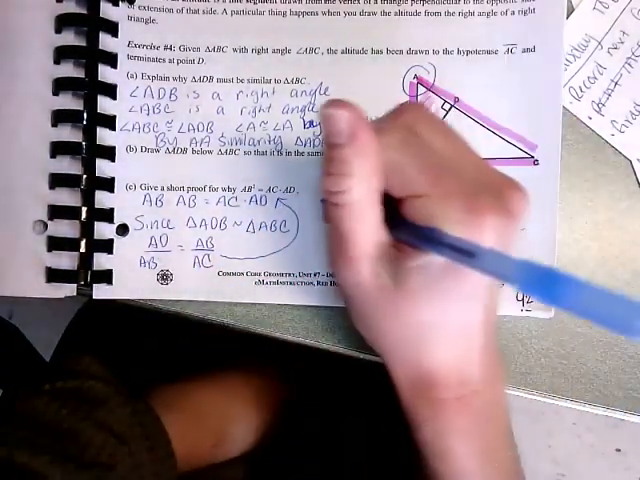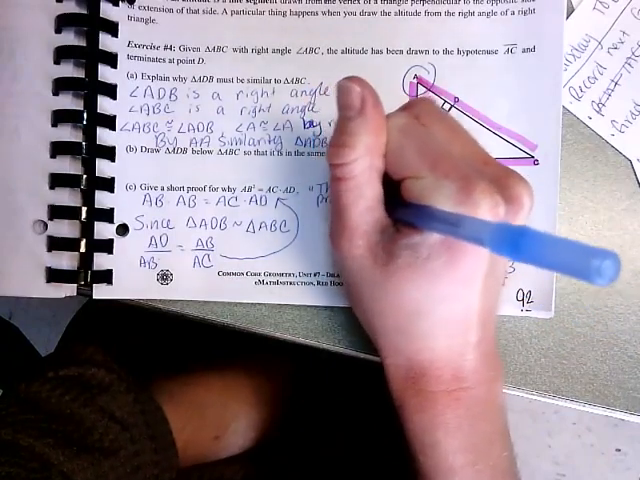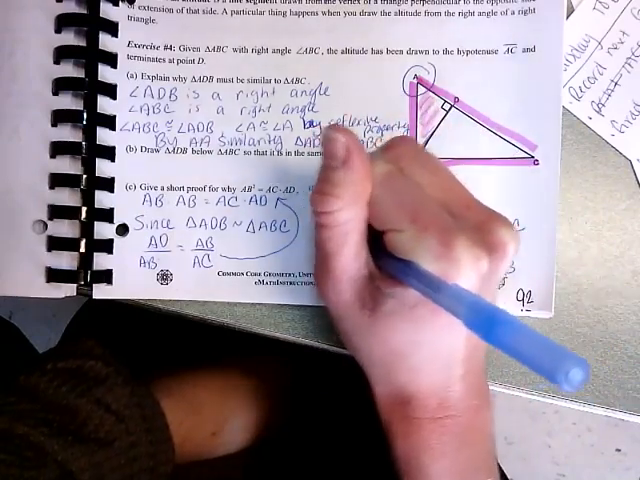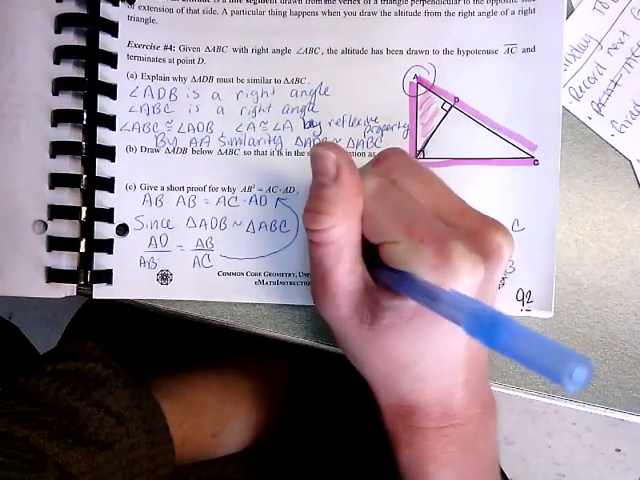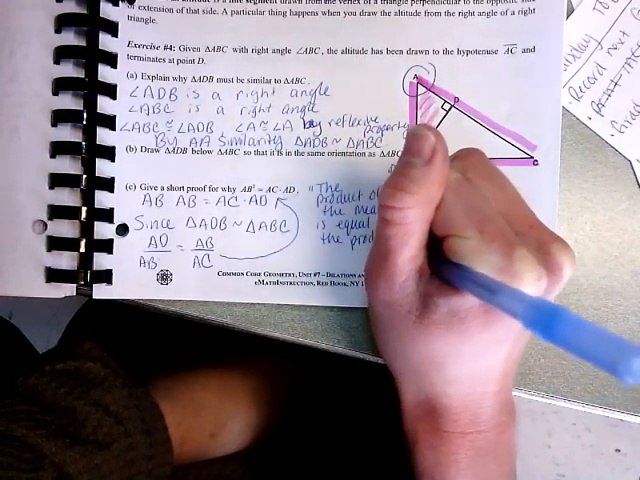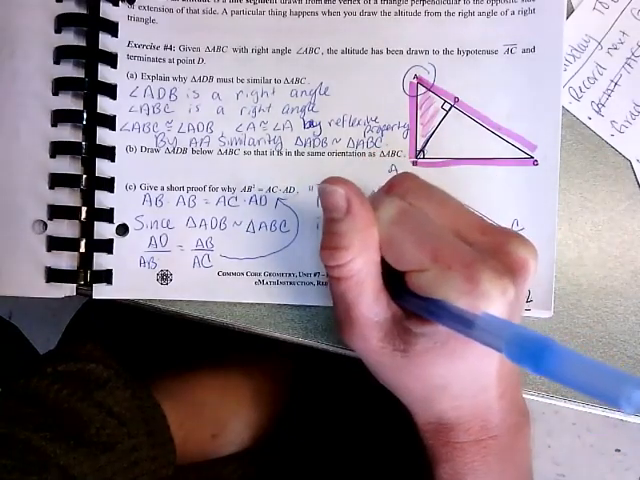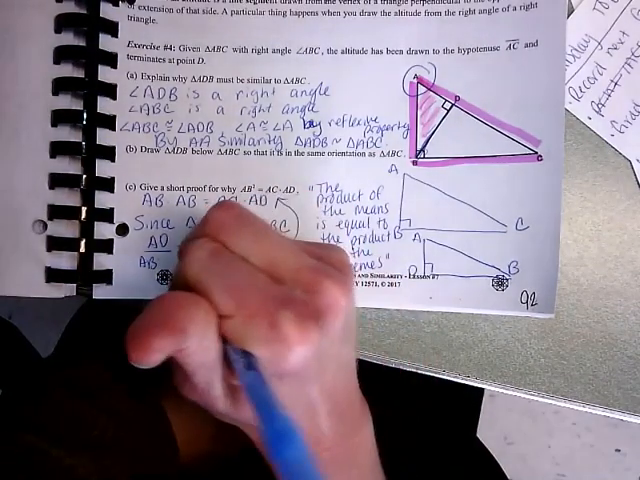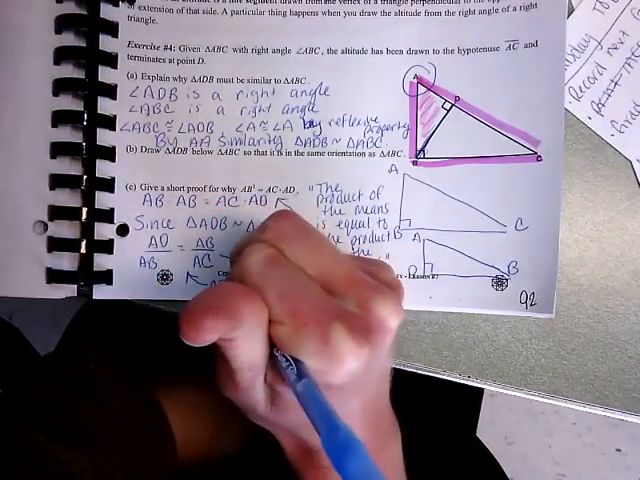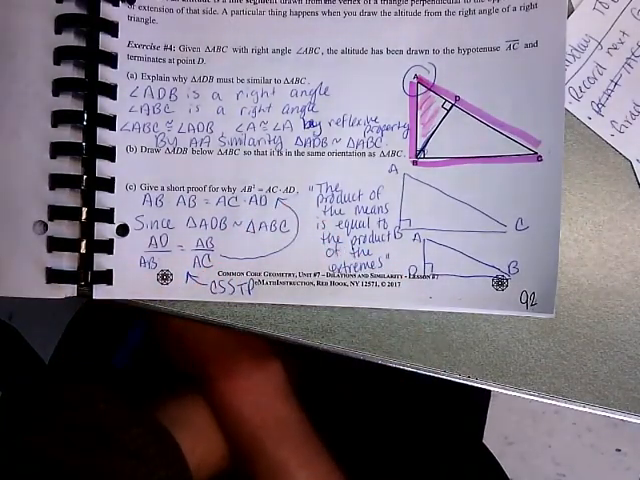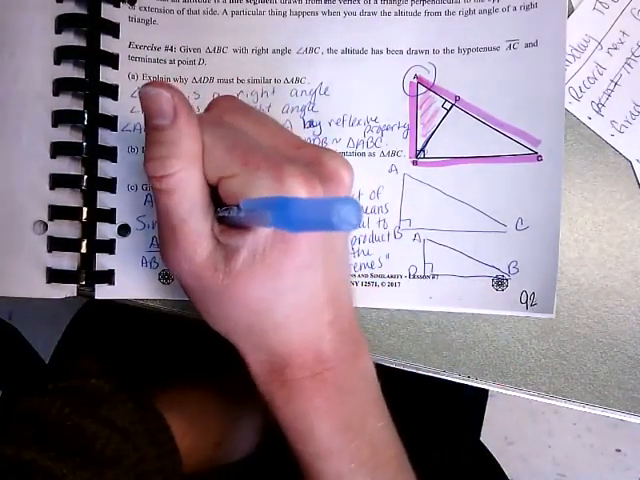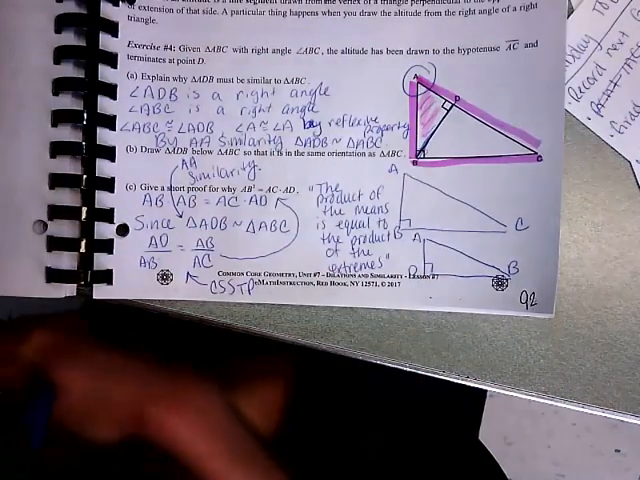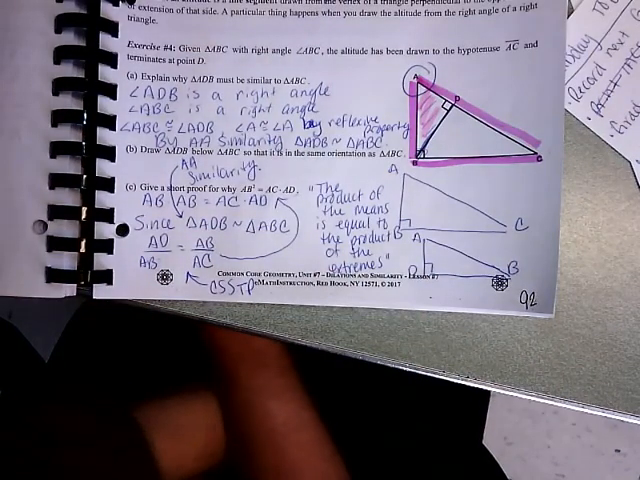So then that is why this is true. The product of the means is equal to the product of the extremes. Okay? This is by corresponding sides of similar triangles are proportional. Okay? These two triangles are similar by angle-angle similarity. Okay? And that is the lesson.